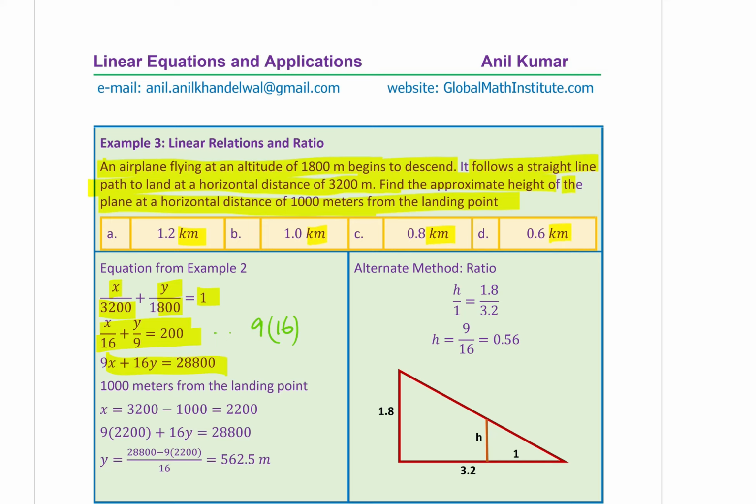Now, the question here is, what is the height at a horizontal distance of 1000 meters? So you could actually substitute 1000 for x, right? Now 1000 meters, it is saying, find the approximate height of the plane at a horizontal distance of 1000 meters from the landing point, right? So it's kind of important to understand from the landing point. So the situation really is kind of like this.